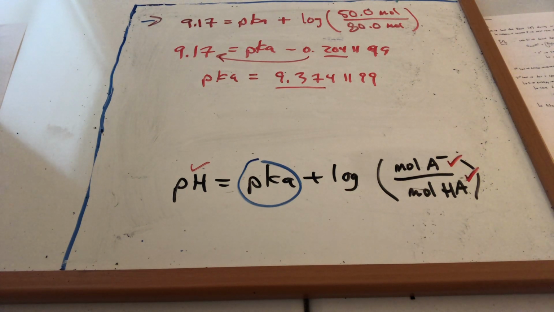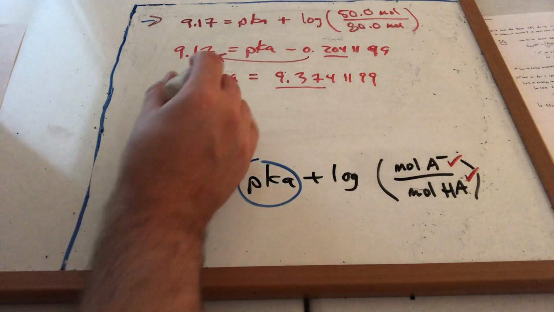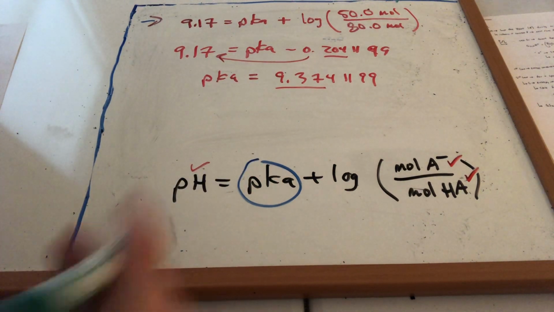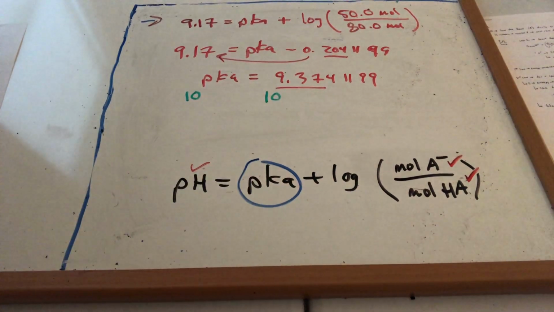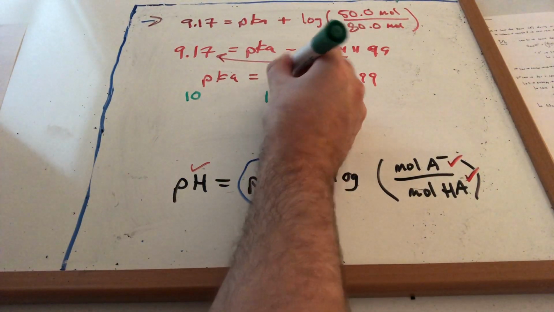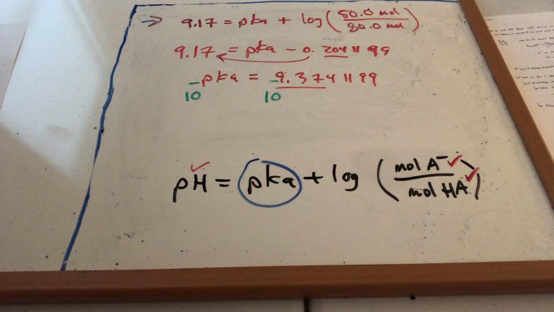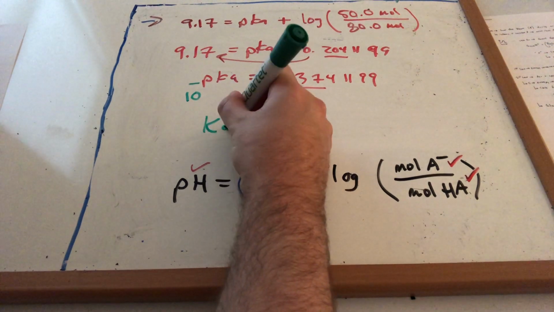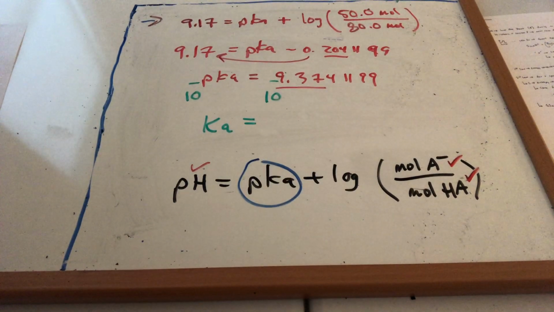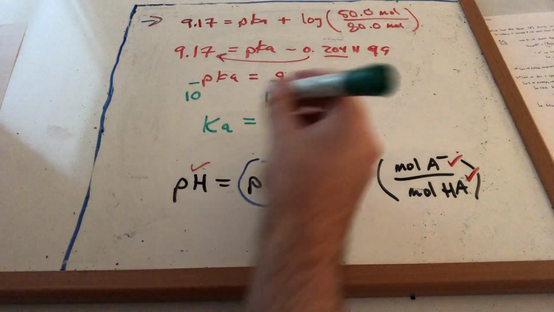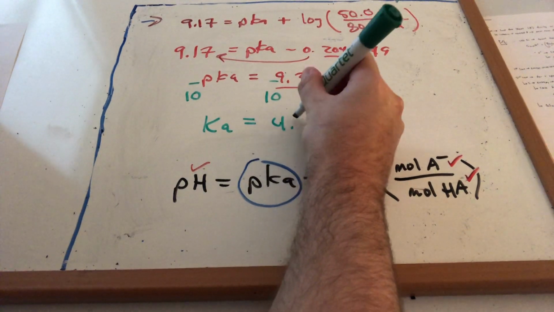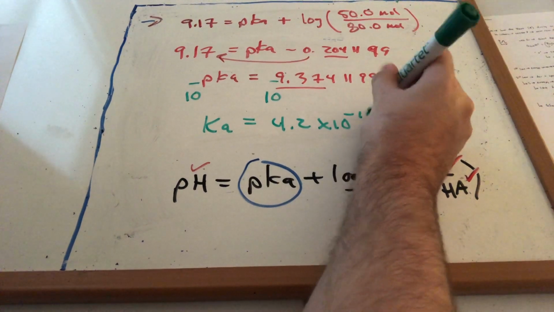And here's where we have to pay attention to what we're undoing. How do we undo a p? We don't just use 10 to the on both sides. We're not undoing a log. We're undoing a p. We undo 10 to the minus, right? Whatever we're raising that power to. So just remember, it looks different than undoing a log. We include that negative sign. And so what I get for my final Ka here is 4.2 times 10 to the minus 10, right?